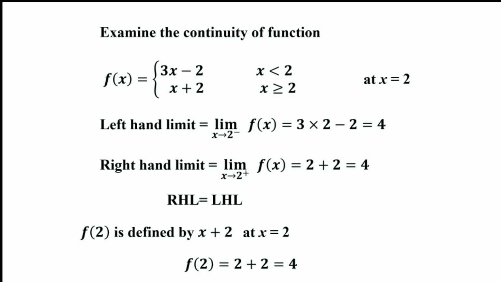Then the next step is we want to check f(2), or f(a), which here is defined by x plus 2 at x equal to 2. So f(2) is also equal to 2 plus 2, which is equal to 4. So thus the limit of f(x) is equal to f(2). Hence f(x) is continuous at x equal to 2.